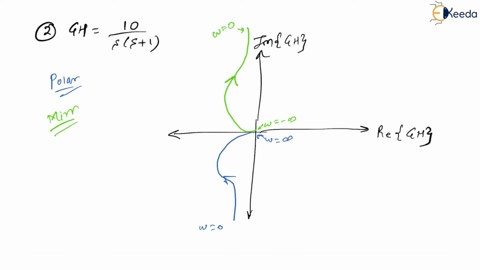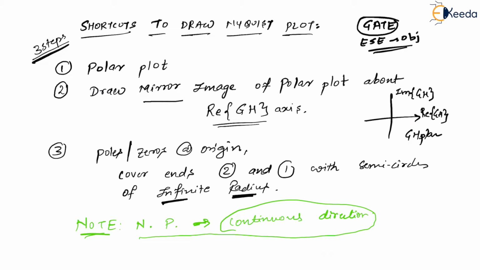Now, what about the third step? If you see, you have got one pole at origin, so you have to draw one semicircle. Let me do it for you. Here itself you have to add one more point. What is that point? Number of semicircles is equal to number of poles or zeros at origin.